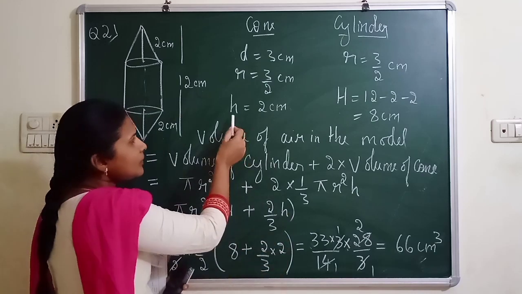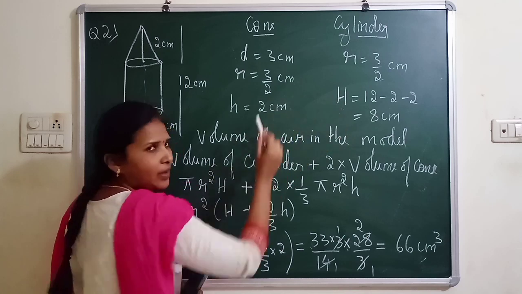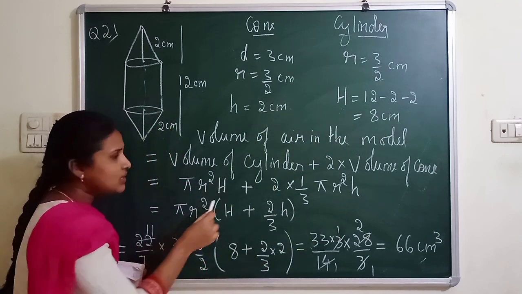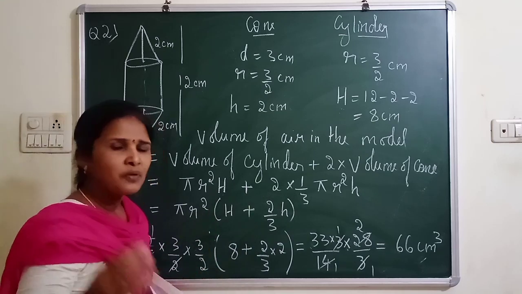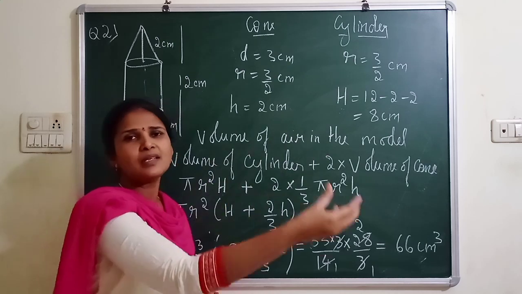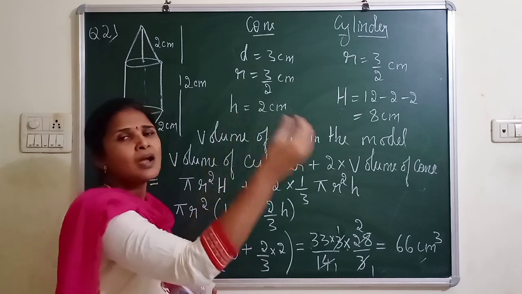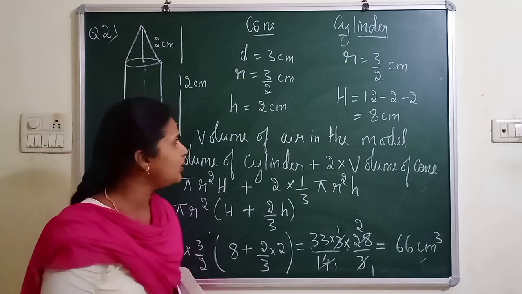Suppose you write the same alphabet here, small h. Then you make a mistake when you take it common. h is not common because h is not the same. So remember always, when the radius is not the same, you can use one as small r and the other as capital R. When the height is not the same also, you can use one as small h and the other as capital H. Be careful, this is very important to note.